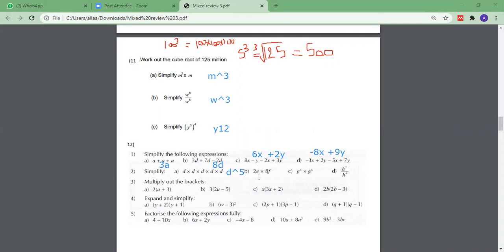And then 2e multiply 8f. 2 multiply 8 will be 16, and ef will be written like this. g power 3 times g power 6 will be g power 9. h power 11 divided by h power 4 will be h power 11 minus 4, which will be 7.